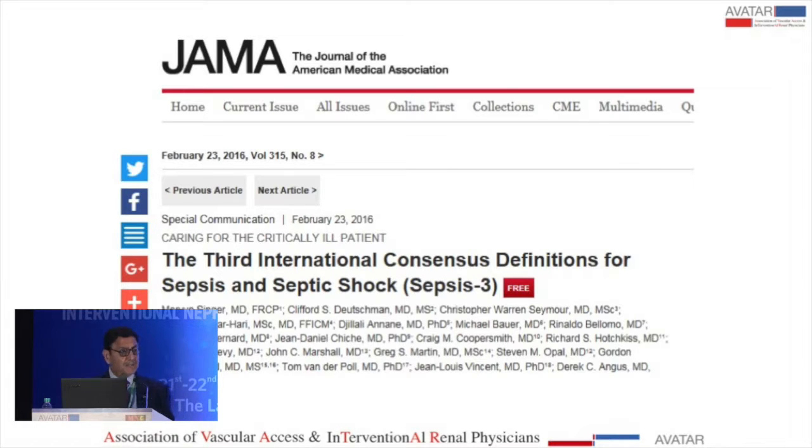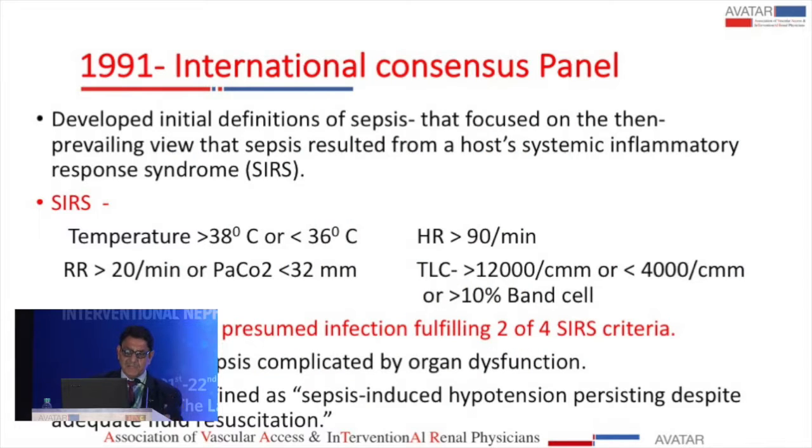Prior to this, the first Sepsis 1 sitting was in 1991-92, 25 years back, and at that point of time, sepsis was thought to be SIRS related, and sepsis was defined as a proven or presumed infection fulfilling 2 of the 4 SIRS criteria. Severe sepsis if there was an organ dysfunction, and septic shock if there was persistence of hypotension despite fluid resuscitation. There was no quantification given in this definition.